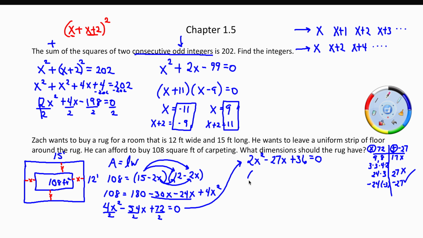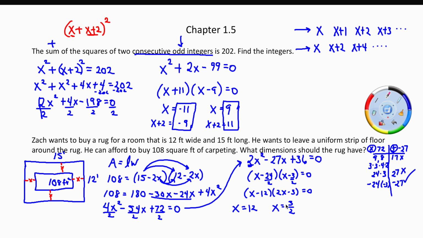So if we know a little shortcut for factoring, I can just put those numbers in my factors, divide by 2, don't forget about the effect this coefficient has, leaving me x minus 12 and 2x minus 3 for my factors. So either x is 12 or x is 3/2.